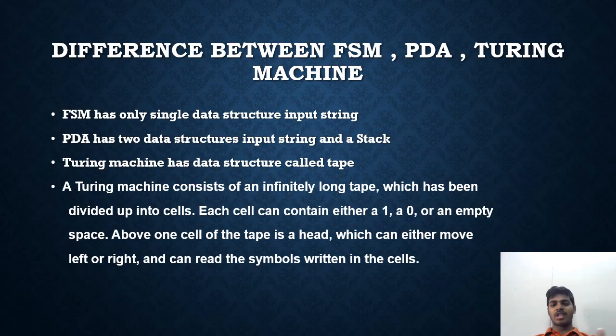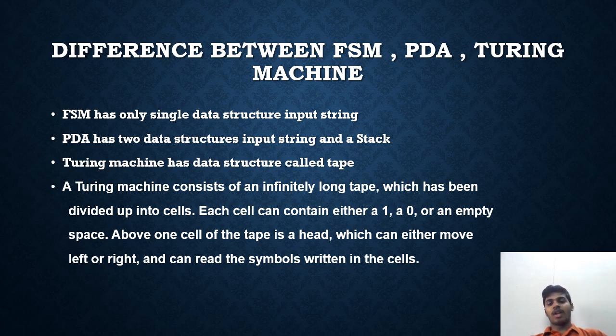Differences between FSM, PDA, and Turing machine. We all know that FSM is a finite state machine, PDA is a pushdown automaton, and then the Turing machine. FSM has only a single data structure, the input string. Note this point. PDA has two data structures, the input string and a stack. We all know that PDA uses the concept of a stack for validating the string, and the Turing machine has a data structure called a tape. Now you can understand the differences between FSM, PDA, and Turing machine, differentiated primarily by their data structures.